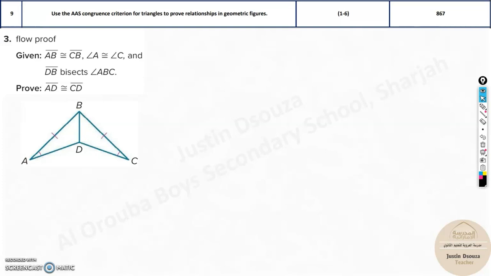In case you get so confused with this flow chart, just do the statement and reason, it's fine, because it's the same concept, just presented in a different way. It's basically the same food, just a different platter. That's the only thing. So now what we do over here is mention all the givens.